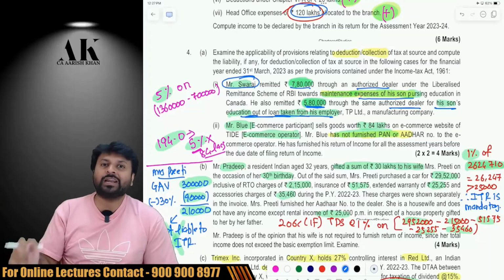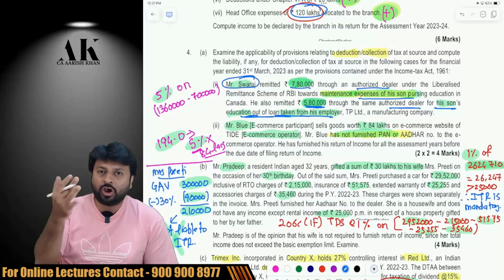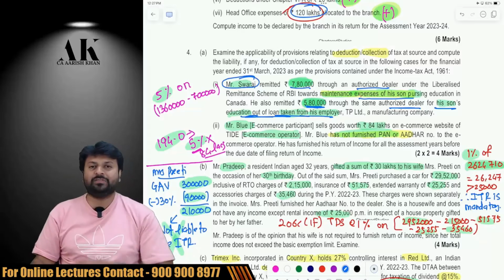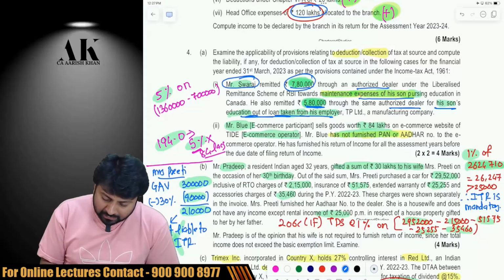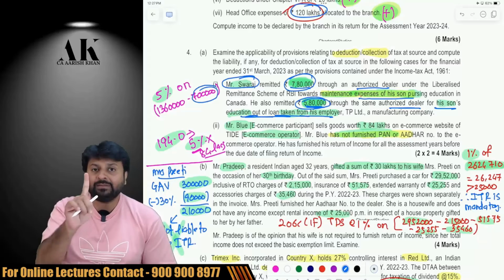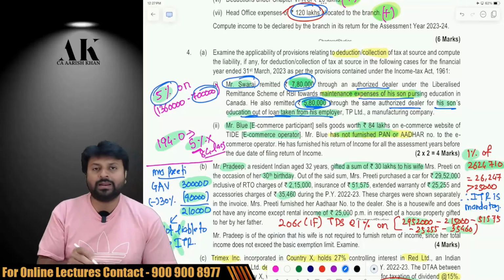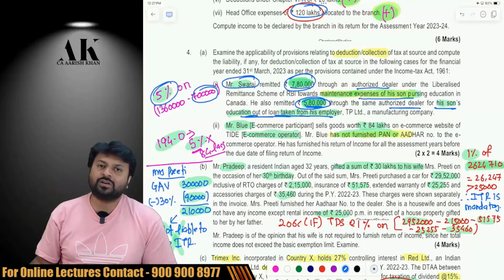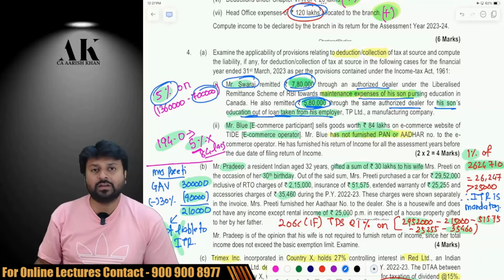Here I am not going to get a separate 7 lakh exemption, nor am I going to get a separate 0.5% tax benefit. Here both the amounts will be clubbed and you will get only one time 7 lakh exemption, and that too you will be liable to pay what? 5% TCS on that particular amount. Okay. This is what this question is all about.